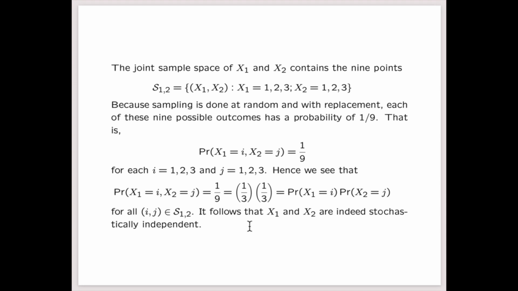Now, X1 and X2 are stochastically independent in this case because of the way we are performing the experiment. In particular, because we are replacing that first slip of paper after we look at it and write down the number. Because we're putting it back, that causes the two random variables to be stochastically independent.